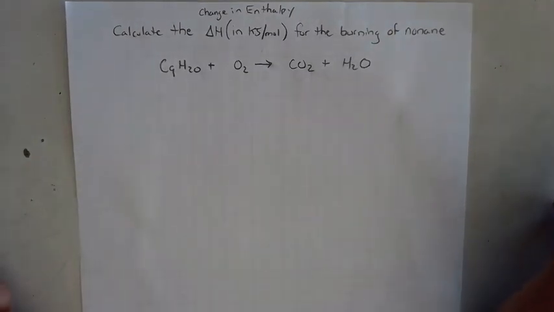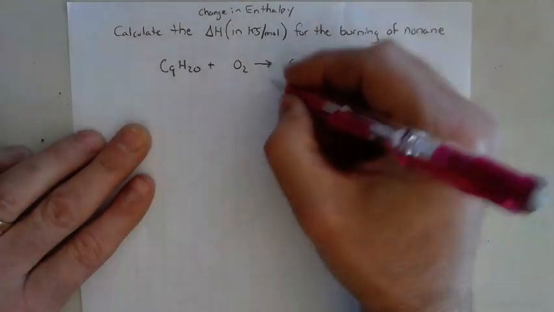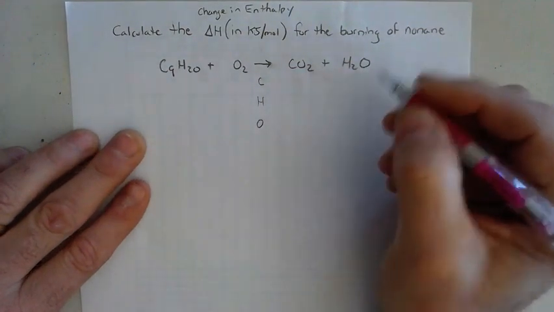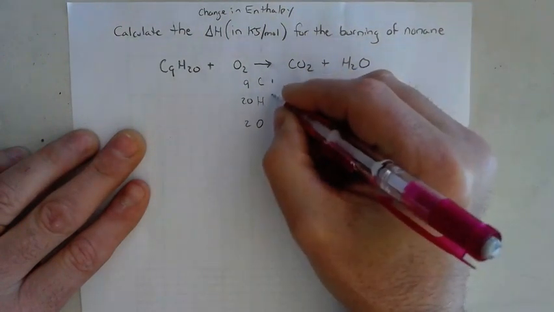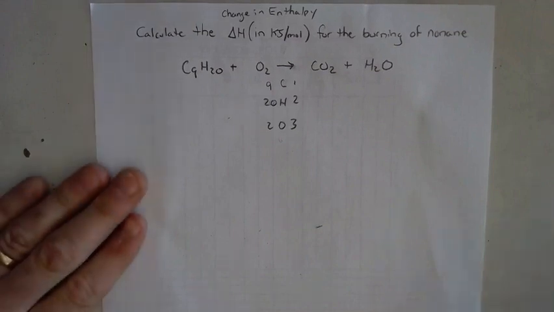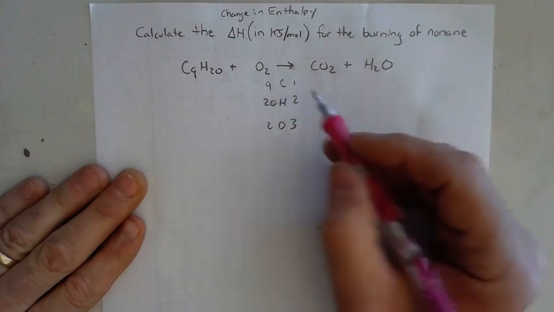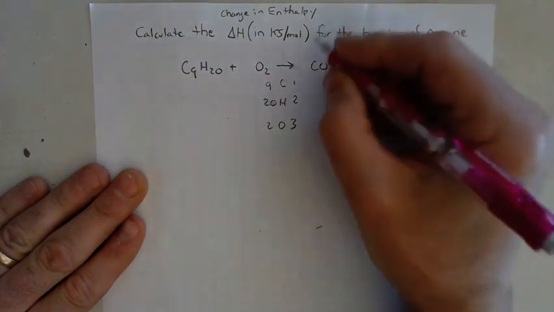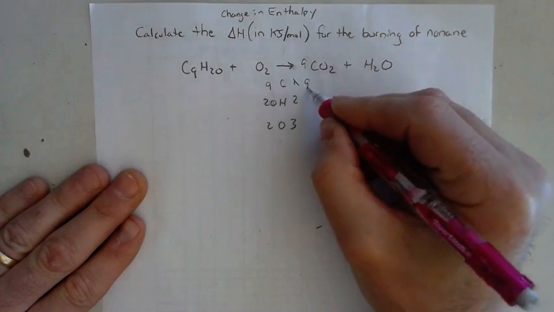Now, our first step is we need to balance the equation. So we do that like we normally do. We have carbon, hydrogen, and oxygen. We have 9, 20, and 2 on this side. On this side, we have 1, 2, and 3. So in balancing this, we use our coefficients in order to make the numbers the same. I got 9 carbons on the left. I need 9 on the right. So I'm going to put a 9 in front of the CO2. That makes that a 9.